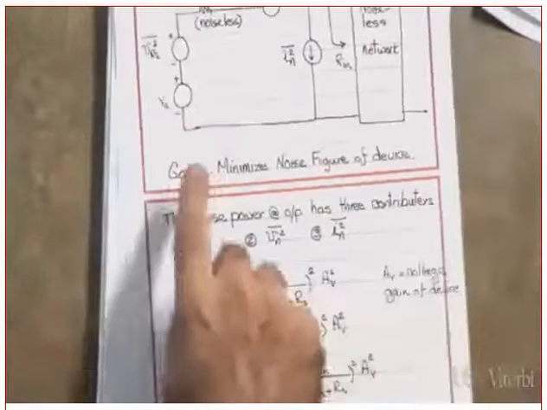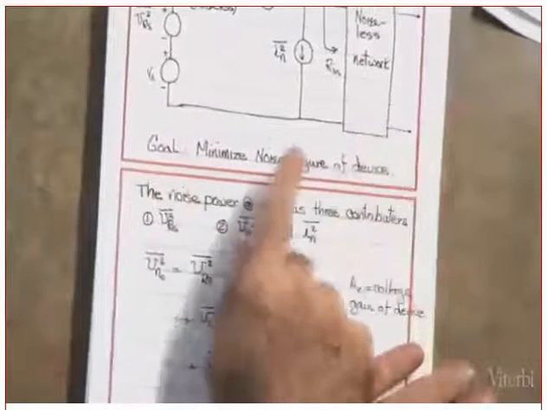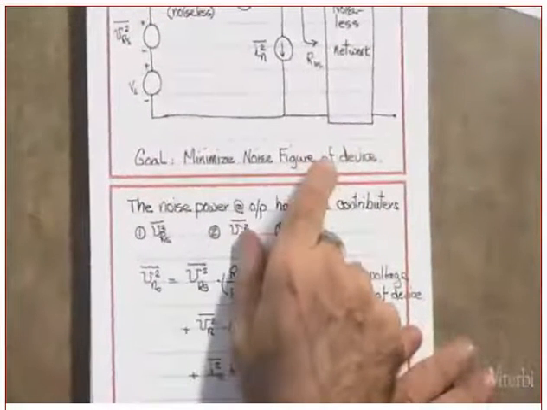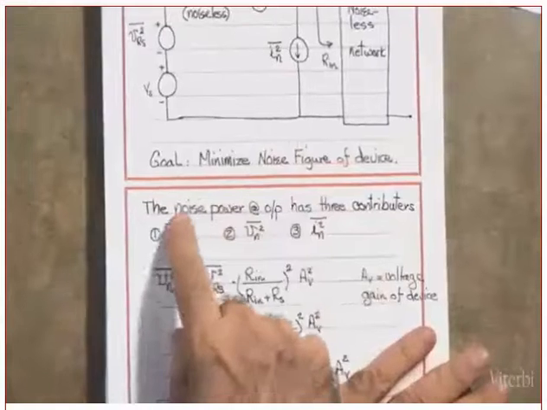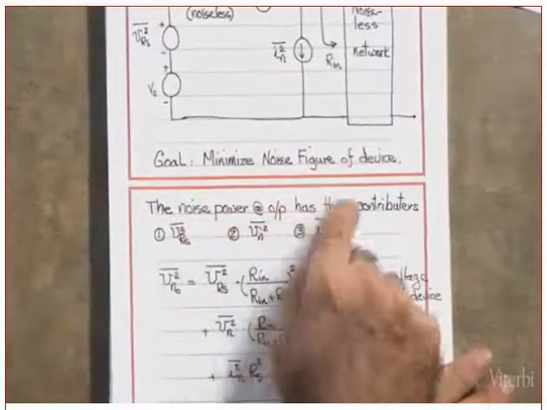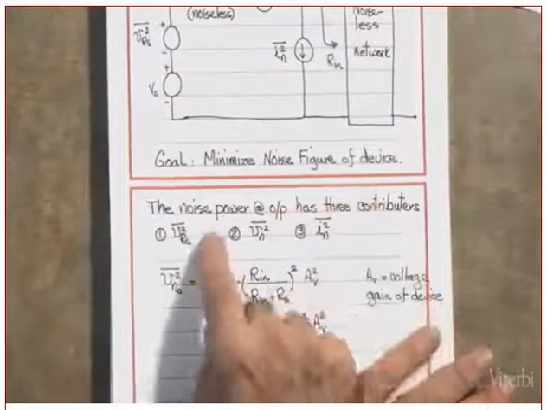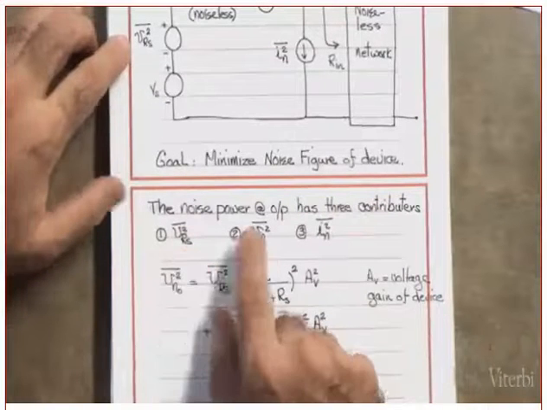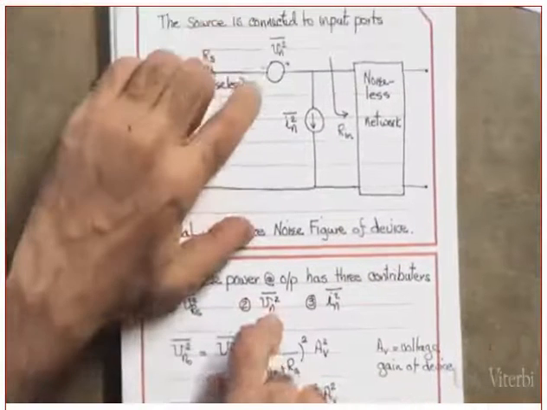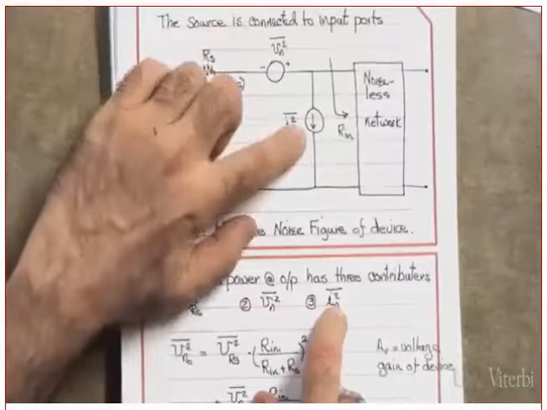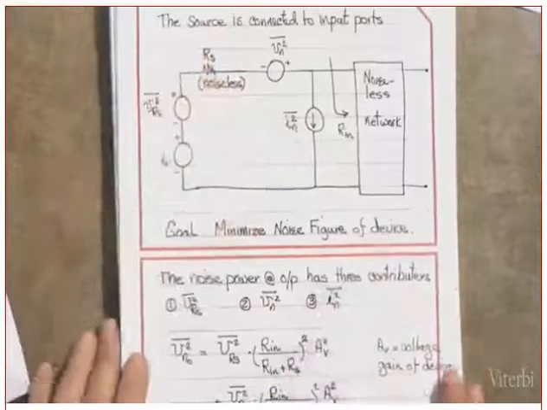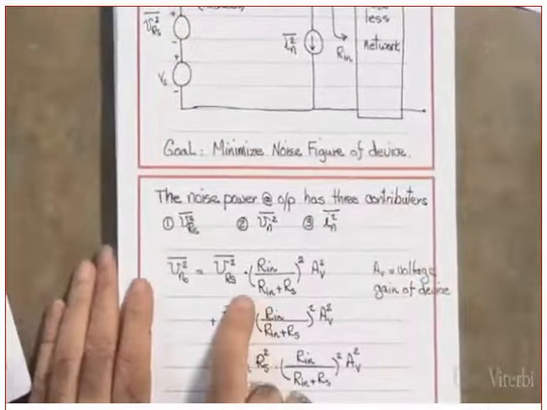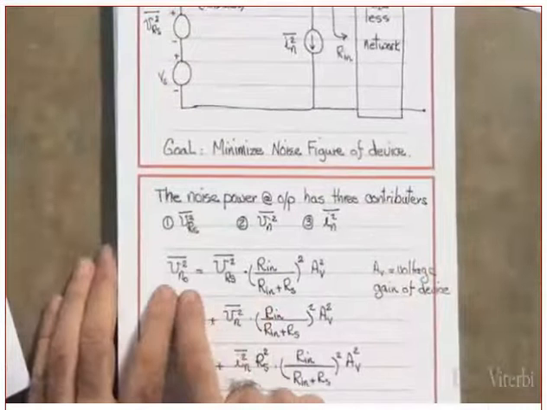Okay, good. So, what is our goal? Our goal is to try to minimize the noise figure. Yes? Okay. What is the noise power at the output, and how many contributors does it have? 3 contributors. Which is what? Which is this one, due to the source resistance, this one, due to this source, and this one, due to this current source. Did you get this or not? Okay, good. Can you tell me where this equation came from?